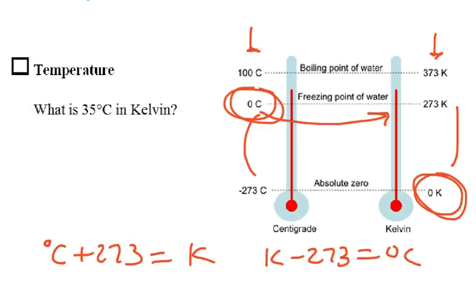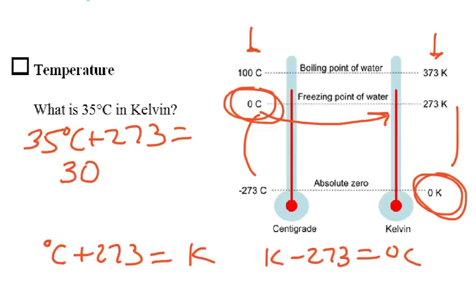So I have 35 degrees Celsius. Kelvin is always going to be a larger number because K is higher in the alphabet than C. So I can say 35 degrees Celsius plus 273, and that's going to give me 308 Kelvin. Now notice one little thing: when you're talking about Celsius, it has a degree sign, Kelvin does not.